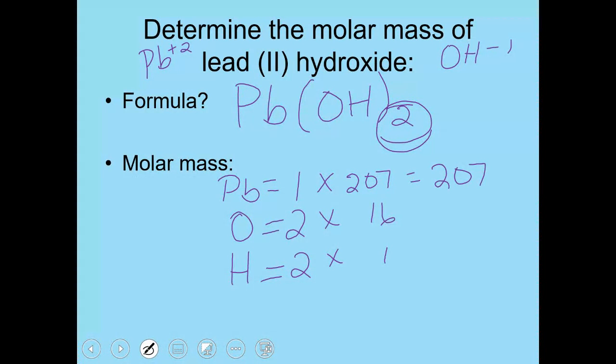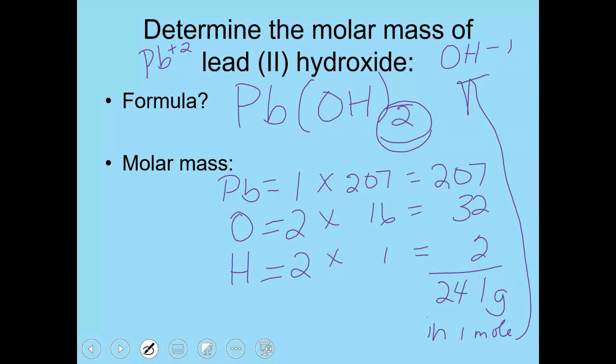So 207 is the lead. There's 32 grams worth of oxygen, and there's 2 grams worth of hydrogen for a total of 241 grams in 1 mole of the lead hydroxide.